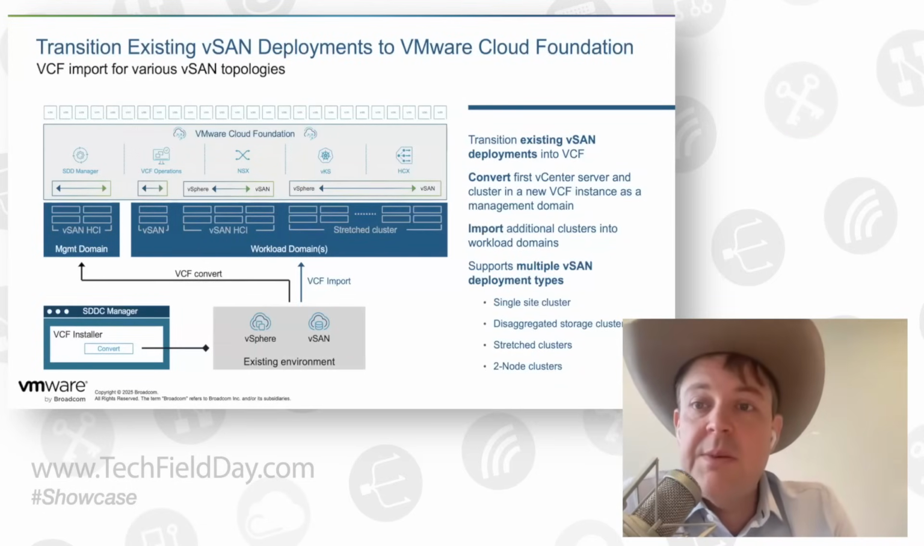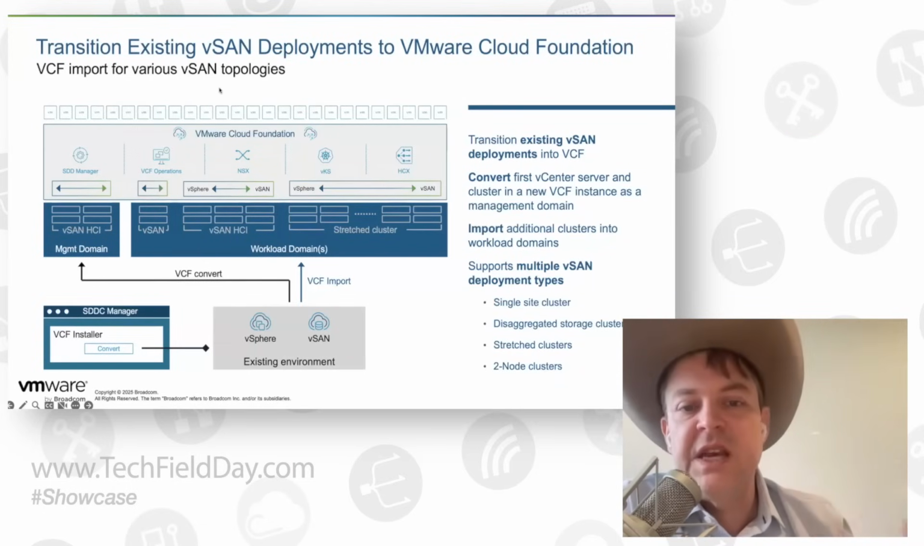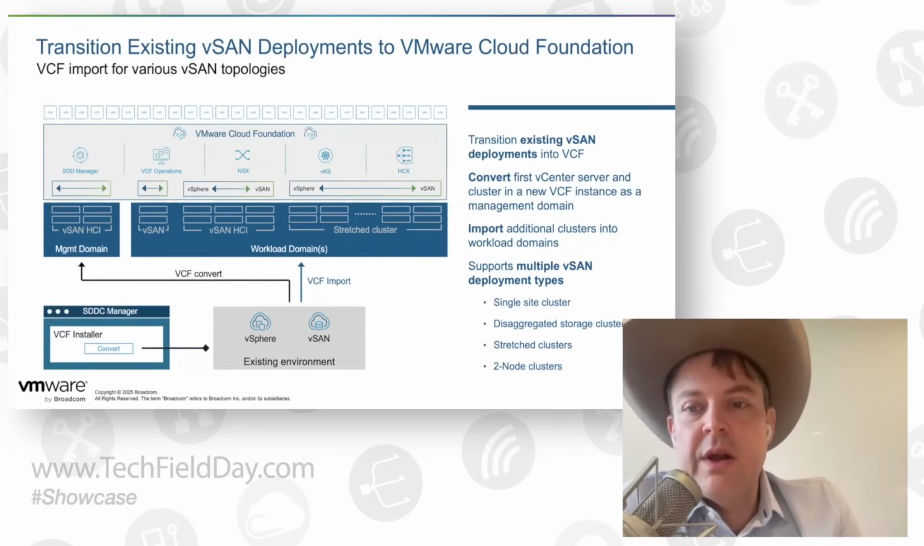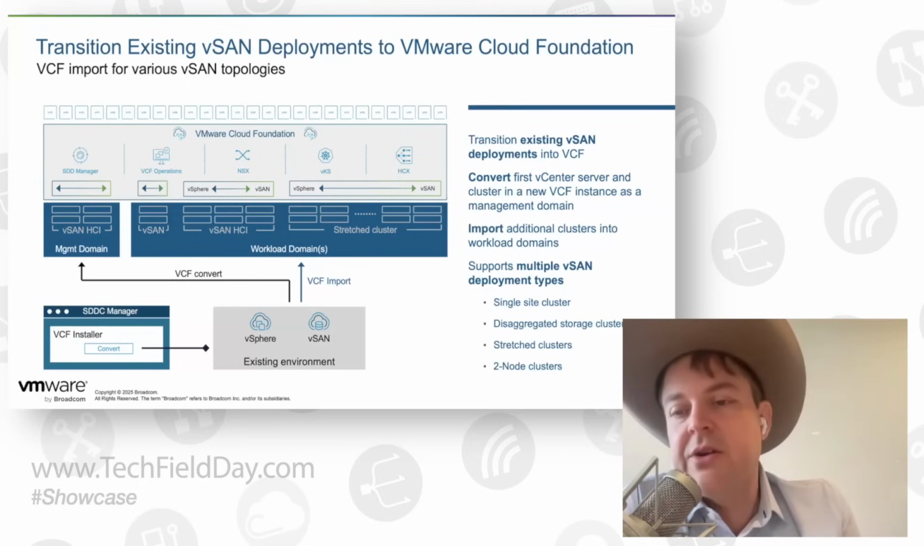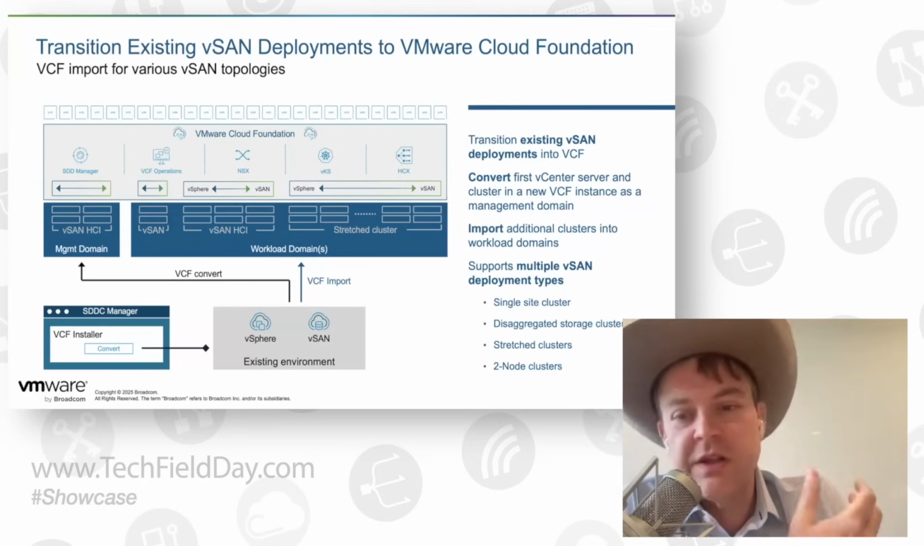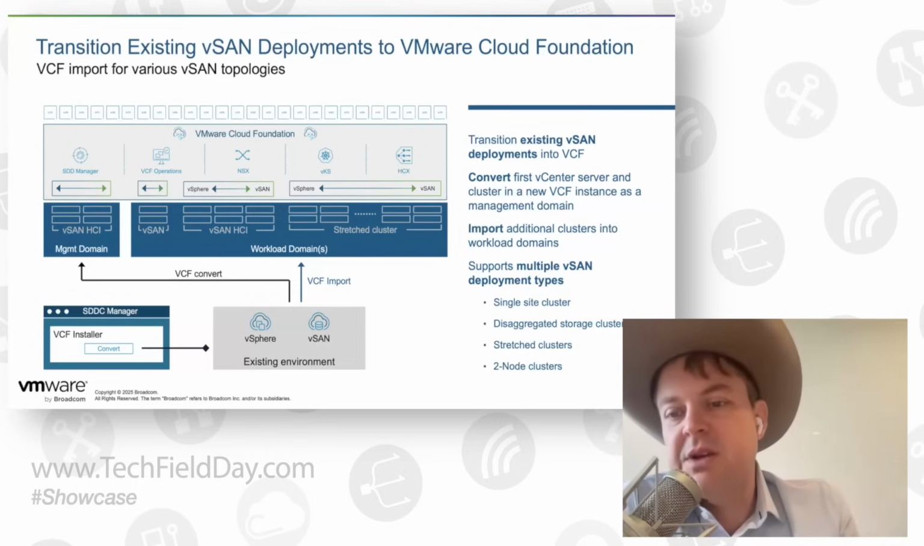Some other things to keep in mind is VCF in general, its support of how we do vSAN and broader support of capabilities. We're now supporting multiple different vSAN deployment types. So we can do single site cluster. We can do what are called disaggregated or storage clusters. This is the artist formerly known as vSAN Max. So we can have these clusters that basically act as a storage array. And we can also import clusters that are stretch node and import 2-node cluster.